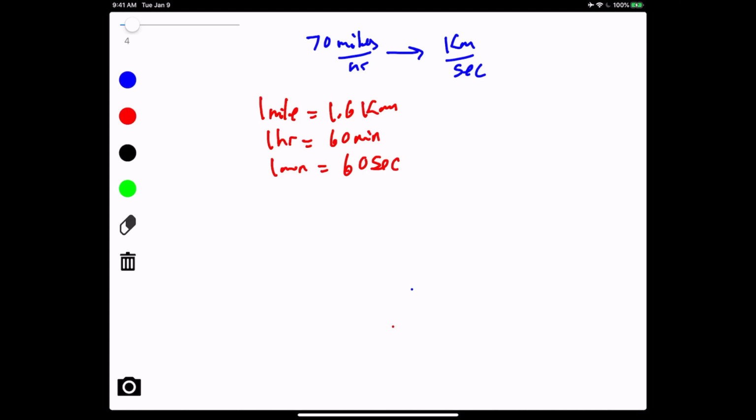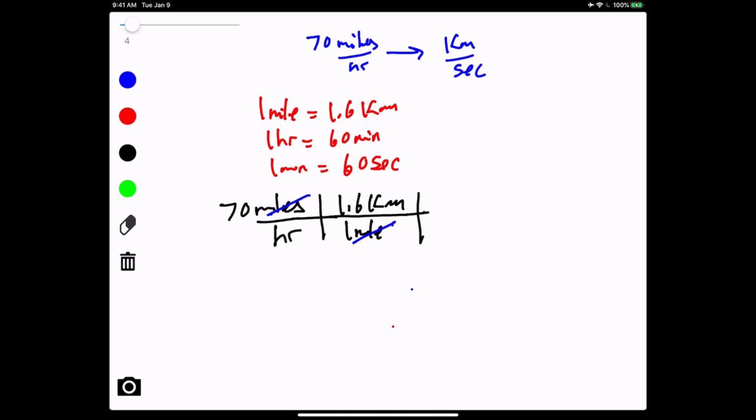Now all we need to do is set up a simple grid system. And what I mean by grid system is, well, you'll see right now. It's like a train track. So here's our 70 miles per hour. And let's create our grid or our track. We know that for every 1 mile, that equals 1.6 kilometers. And when we do this, miles are going to cancel and we're left with kilometers.